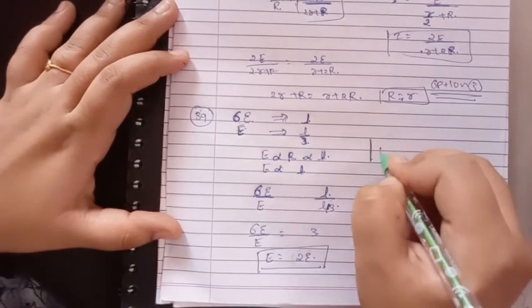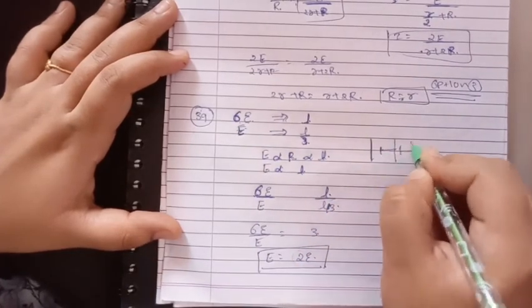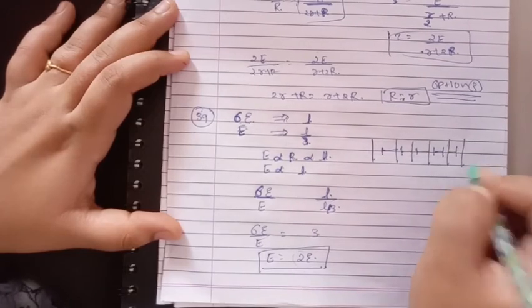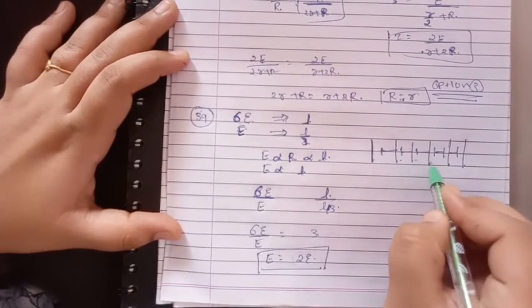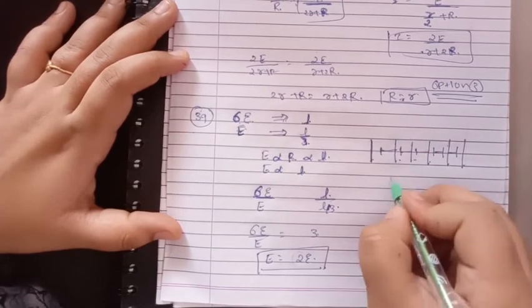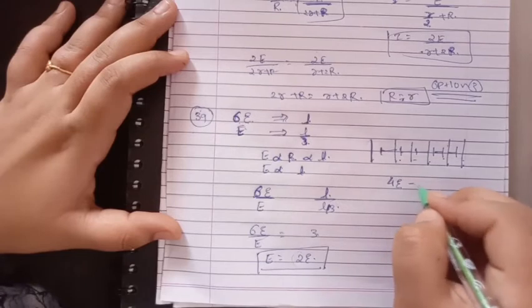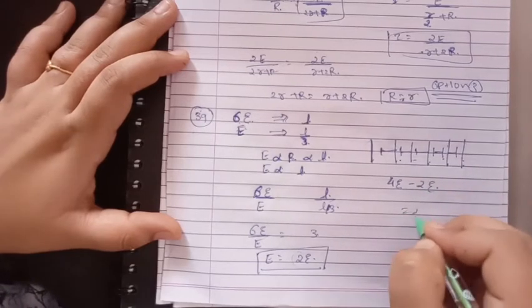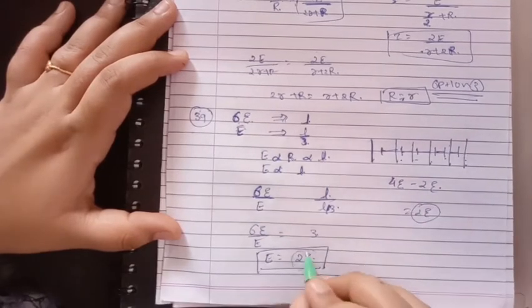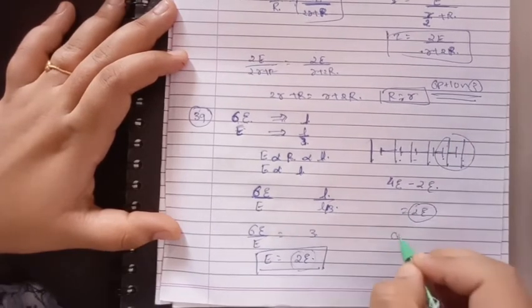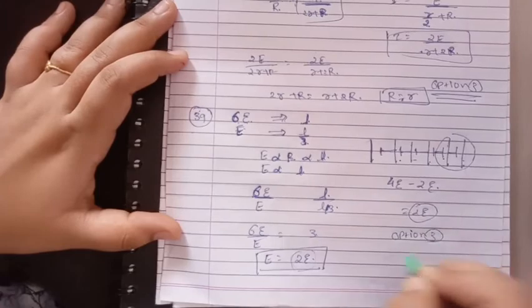If we arrange the cells in this manner, these 4 are connected in the same manner, so their equivalent will be 4E, and these 2 are connected in the opposite direction, their equivalent will be minus 2E, so the equivalent will become 2E. So 2 cells are connected wrongly. Option 3 is the correct option.